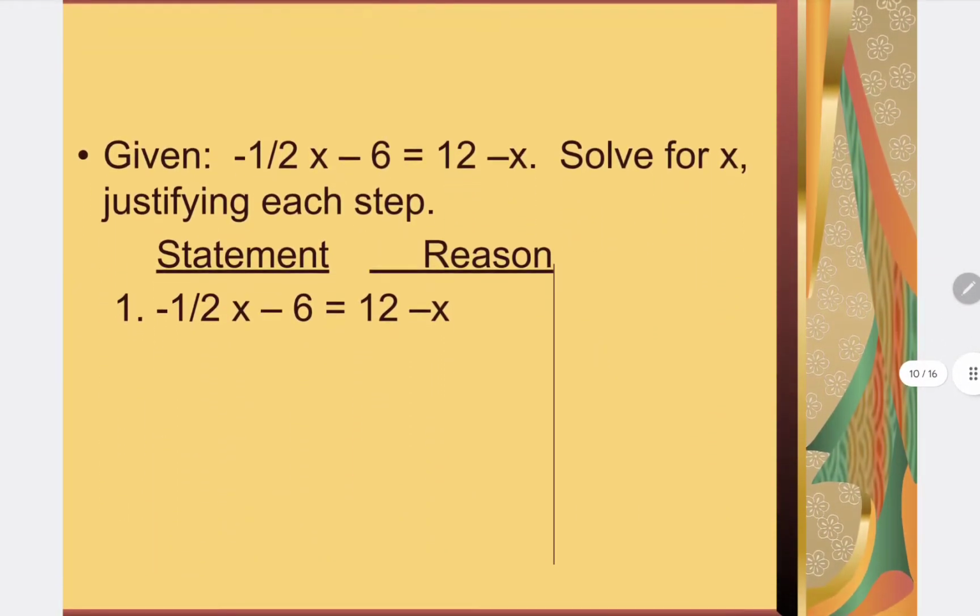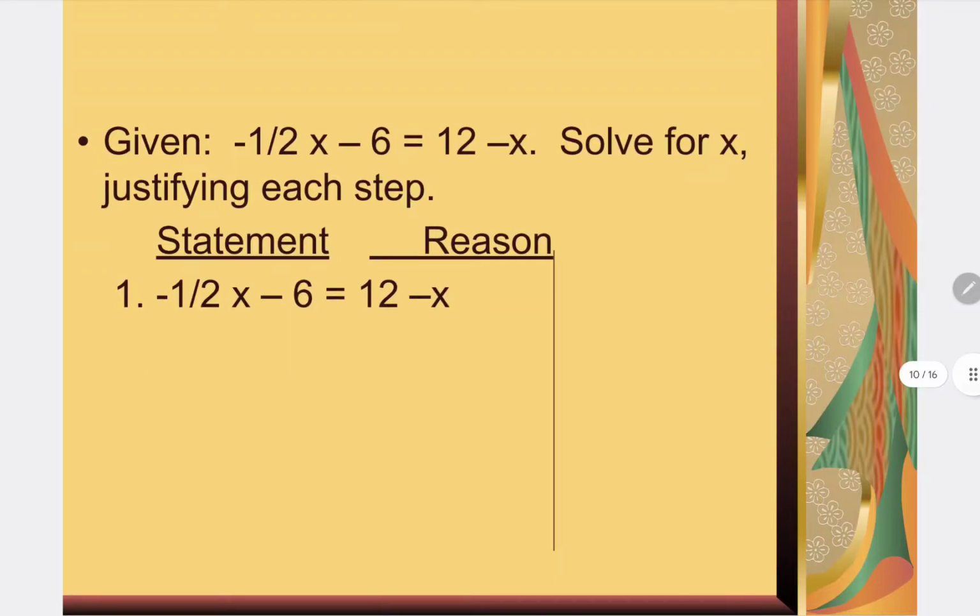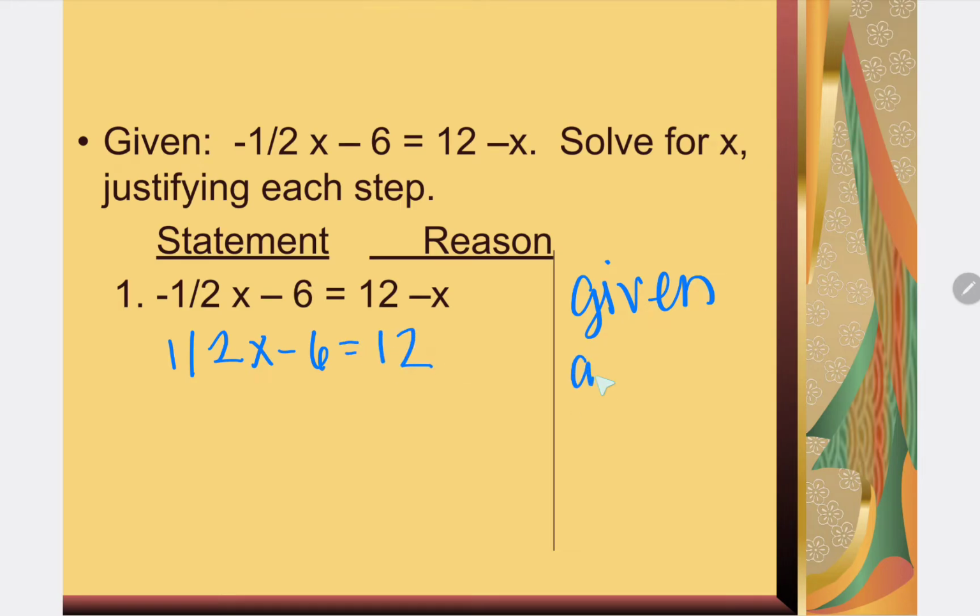Okay, the same thing here. We can solve for x justifying each step. So we're going to start with given, and then we're going to just adjust this. 1/2 x minus 6 is equal to 12. That's the addition property of equality. I added x to both sides.